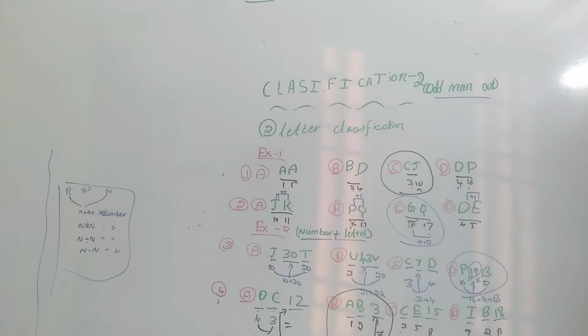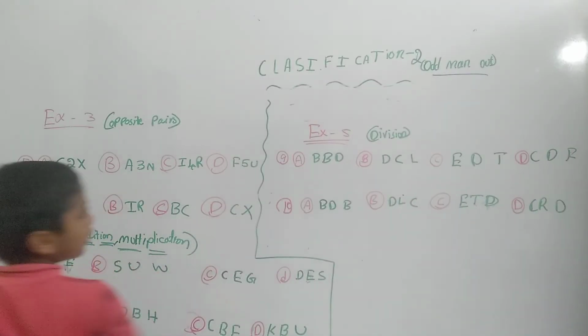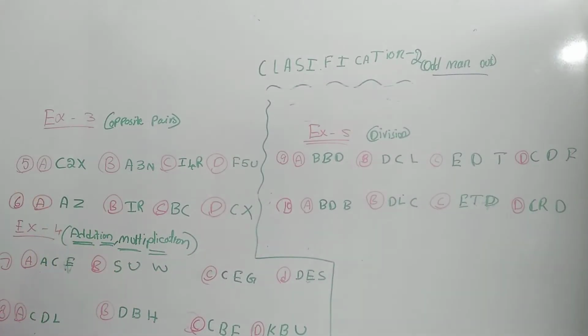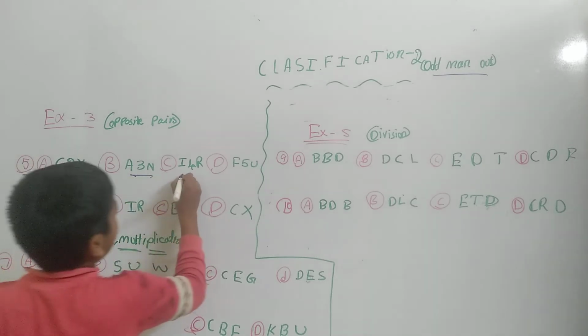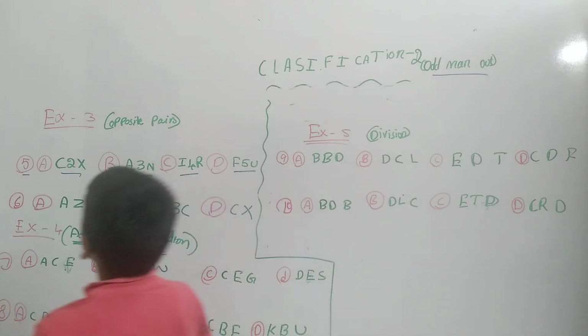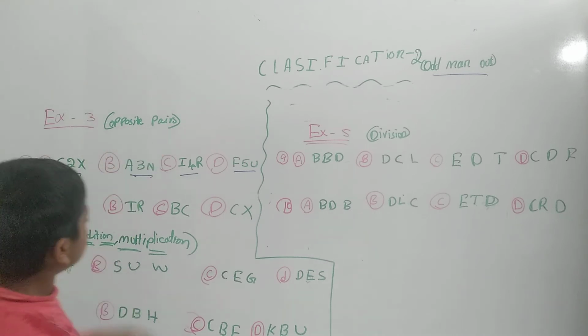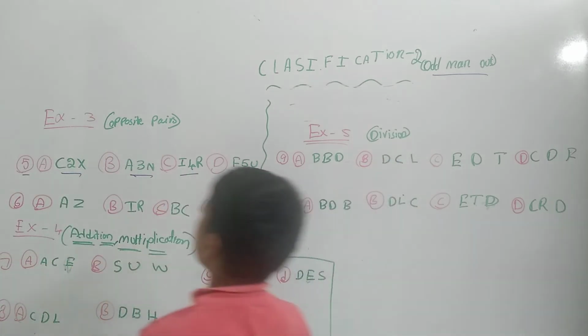We will note the next exercises, 3 and 4. Okay friends, this is exercise 3, 4 and 5. We will do this fifth question: C2x, A3n, I4r, F5u. Here the heading is opposite pairs. This one is addition, multiplication, and this is division.